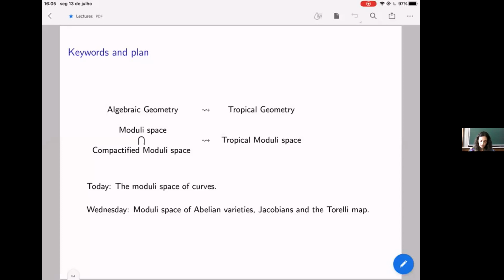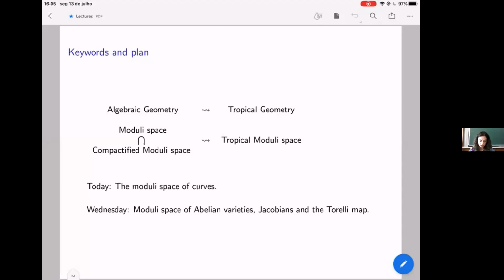Today it's going to be about the moduli space of curves, and then, as I already mentioned, the compactification of the moduli space of curves by stable curves and the version with marked points. I will start by talking to you about the classical moduli space, and then I will tell you about the tropical version and how that can help us understand the original moduli space itself.